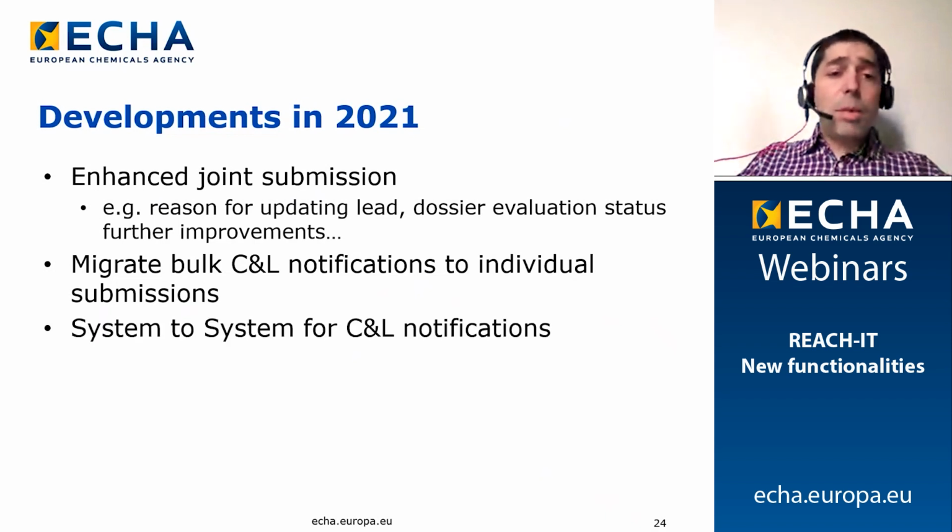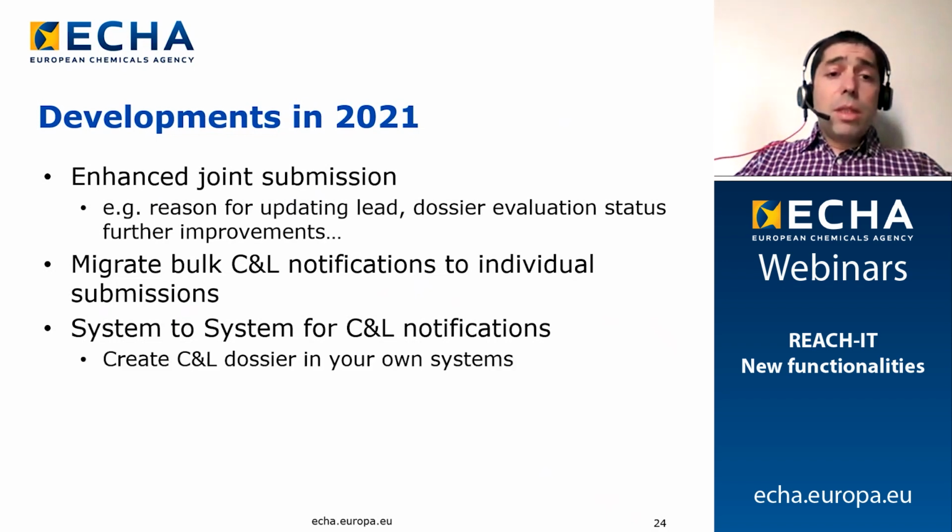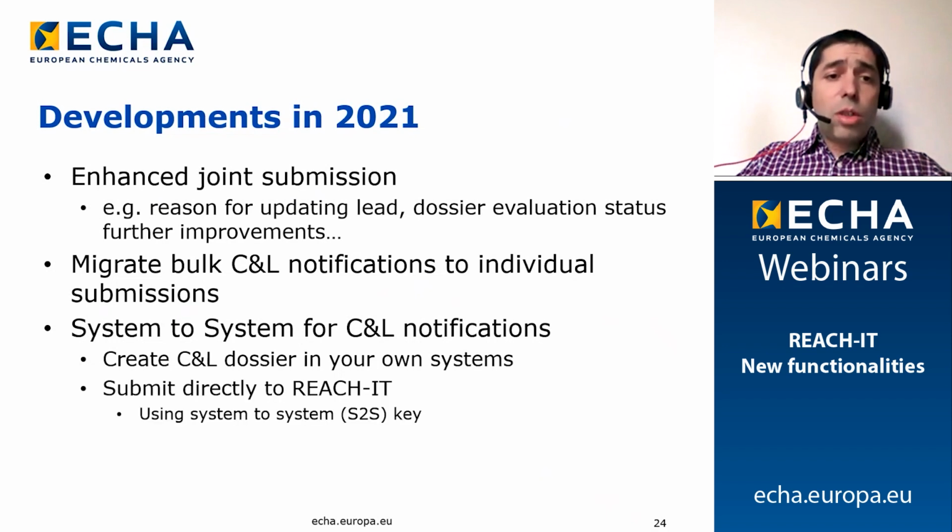We will implement also system-to-system for CNL notifications, and we have it already in ECA for other IT tools like SKIP or Poison Center. That means that you can create in your own system a CNL dossier using Euclid format. Once you have it ready, you can submit directly to HIT using a system-to-system key.